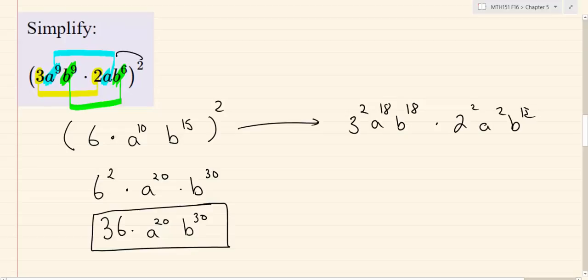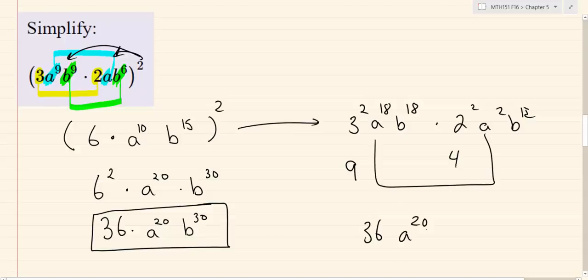So that's distributing the 2 right from the get-go. 9 times 4, which is your 36. A to the 18th and A to the second is A to the 20th. And B to the 18th and B to the 12th is B to the 30th. So you could do it that way.